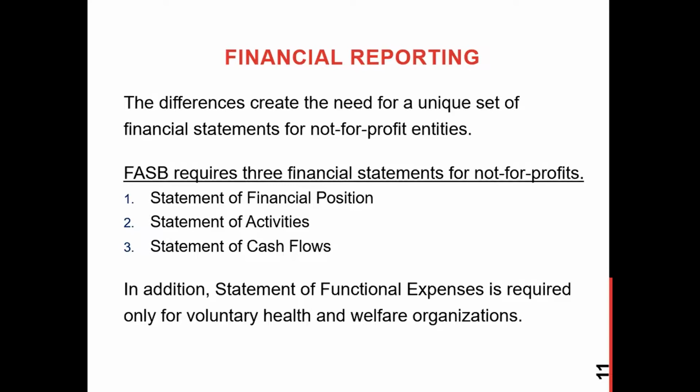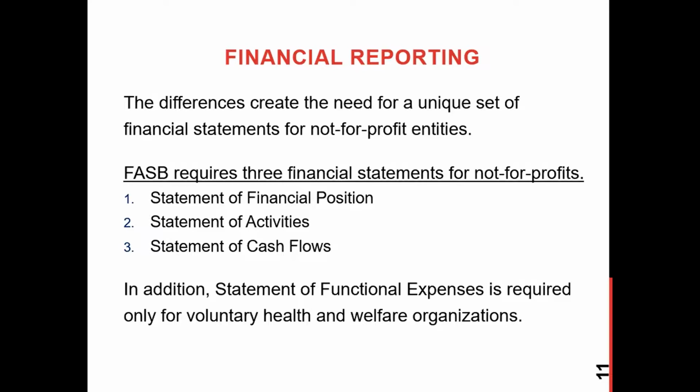Now they also have another statement that they need to prepare, which is called the statement of activities. And the statement of activities is just like an income statement where they record all of their revenues and expenses, as well as any changes in their net assets for that period. Now the third item is just like the statement of cash flows, and they also classify all of their activities into three categories: operating activities, investing activities, and financing activities. And they can also follow either the direct or indirect method.